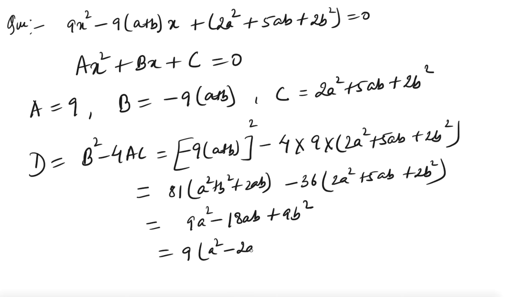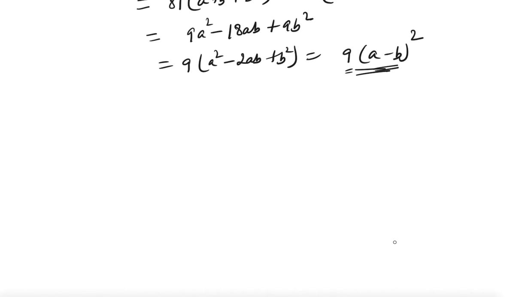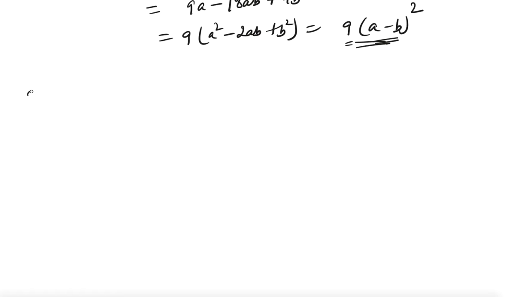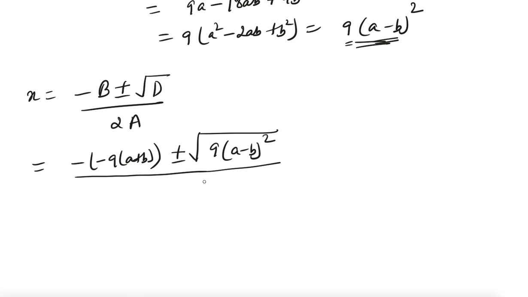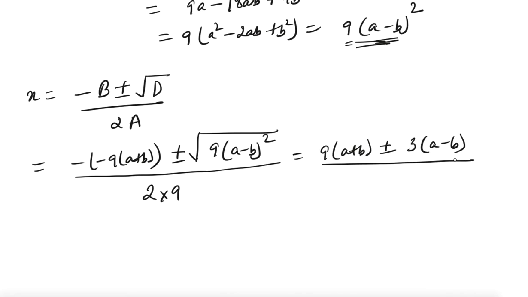That will become a² − 2ab + b², which is nothing but 9(a − b)². Okay, now 9 is positive and (a − b)² is non-negative, hence this is valid. So our D is valid. Now we'll approach finding the roots. So the roots will be given as (−B ± √D) / 2A. So I'll put the values: (−(−9(a + b)) ± √(9(a − b)²)) divided by 2 × 9. This is equal to (9(a + b) ± 3(a − b)) / 18.